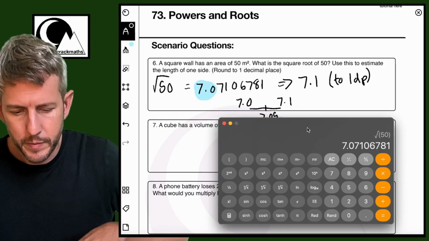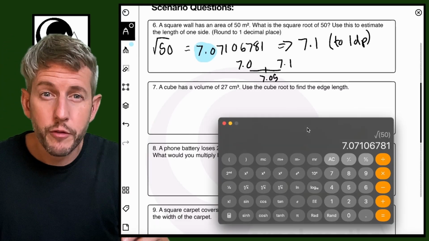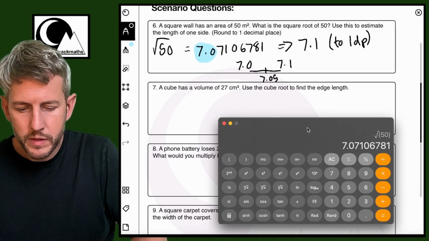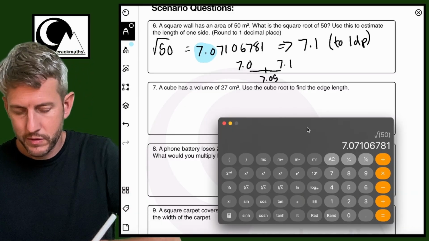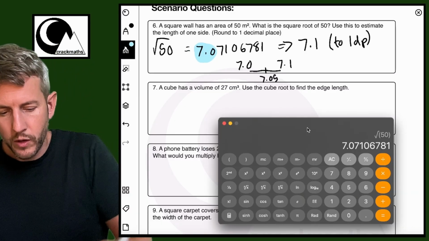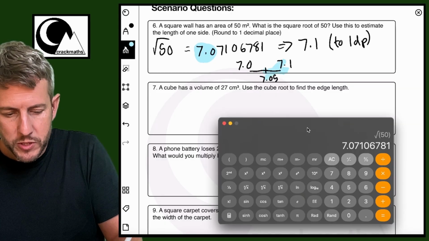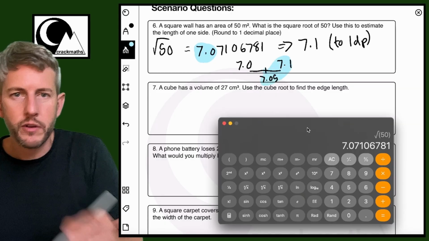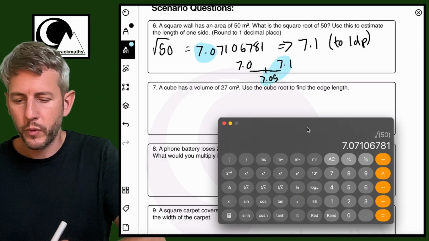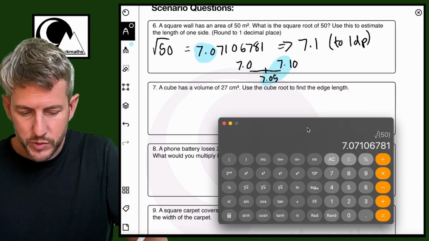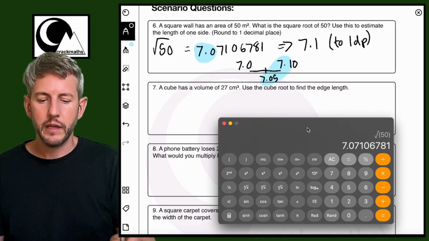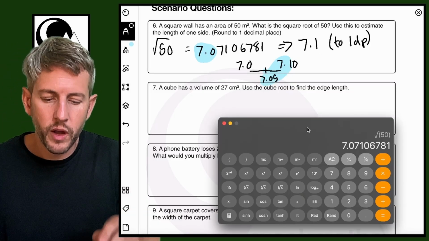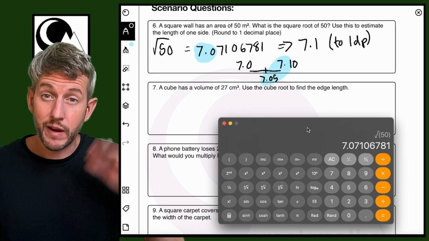Let me move this up actually. 7.05, and so 7.07 falls on this half here, because it's between these numbers. 7.07 would fall in between 7.05 and 7.1, which we could call 7.10. So that's why we're rounding it. That's why we're choosing to round up.